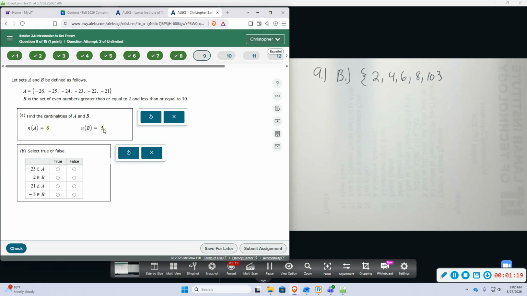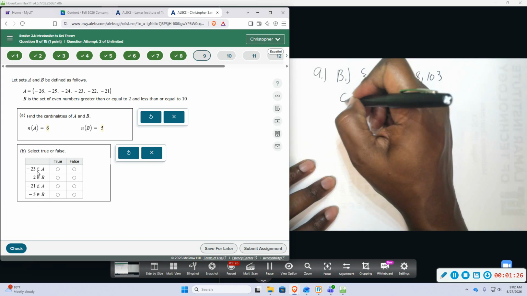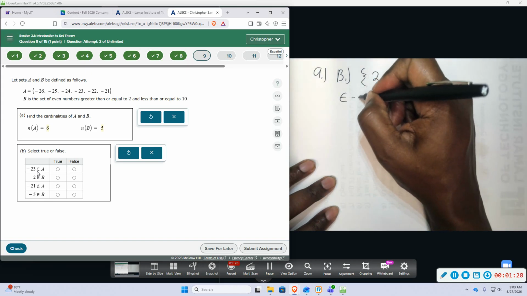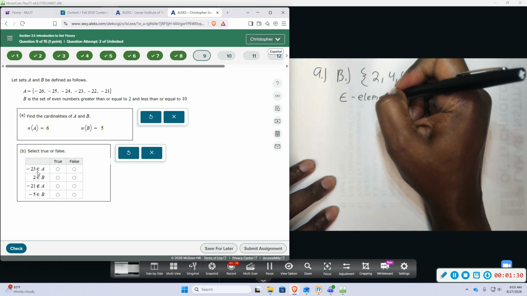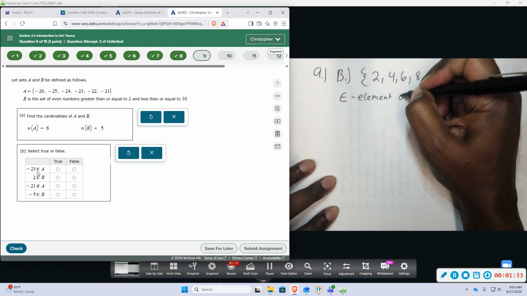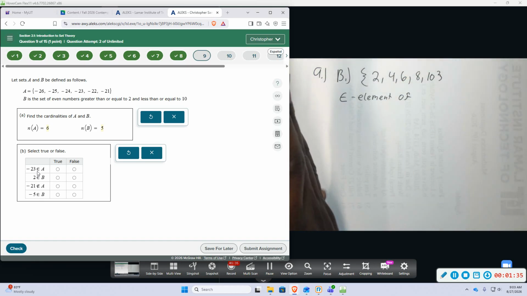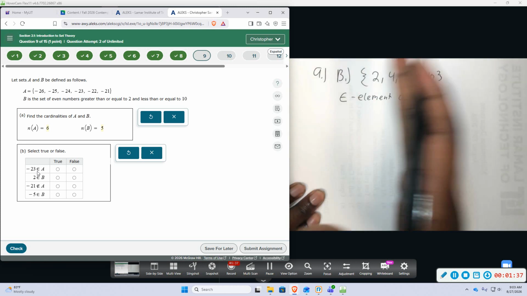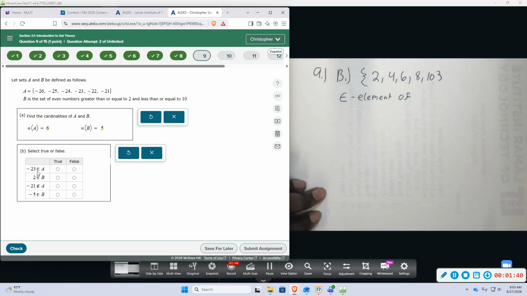We got 5 elements in set B. All right, so now this notation is an element. So when you see this little symbol, again, this means element of. And it's just asking, does the item on the left belong to the set on the right, or is it in that set? And so we are asking, is -23 an element of set A? Is -23 in A? And we can look up here and we can say yes, so that is true.